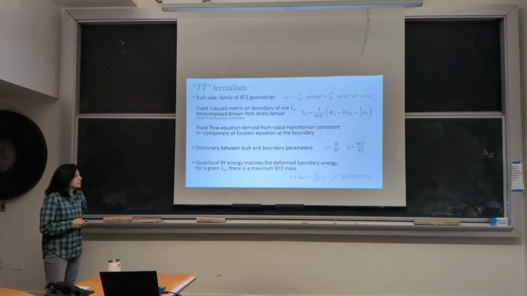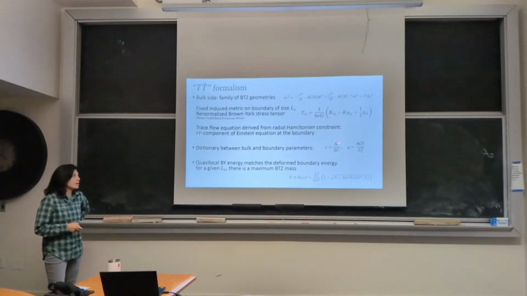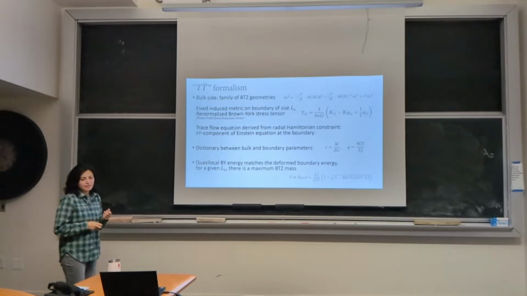And there is a dictionary between the boundary theory and the bulk theory that is given by relating the radius length in the bulk to the central charge of the original CFT. And that dimensionless parameter y that is defined on the boundary translates into this combination of length scales. You see, increasing y corresponds to decreasing L_c, so bringing in the boundary.